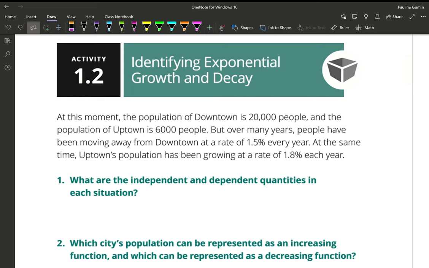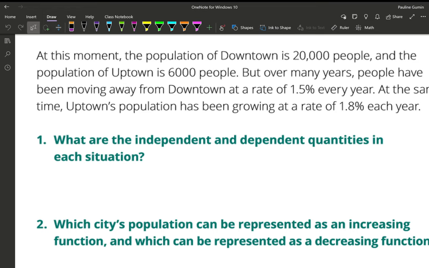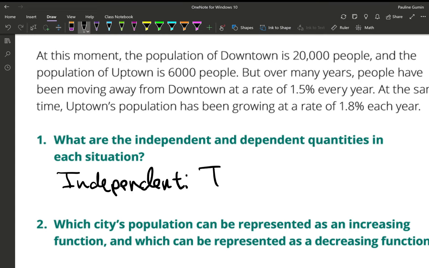What we want to do here is identify the independent and dependent quantities of this situation. Think about it. What is independent? The time that passes, or is it the population? When we're talking about independent quantities, time is always independent. So in this case, years.